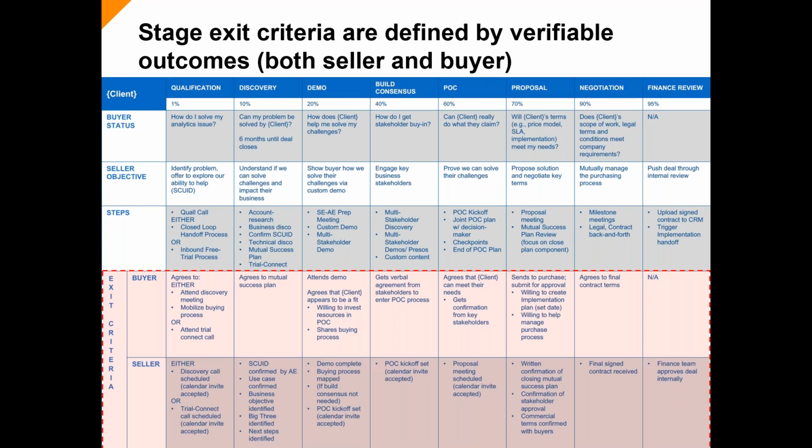Where we see a lot of inconsistent forecasting or missing commit or upside is a lot of our portfolio companies will only have the exit criteria focused on what the seller is doing. We recommend adding in a layer of the buyer criteria as well. And what this does is it helps to curb an excited rep that is moving a deal forward because they are making actions, but you may not have alignment with the buyer.